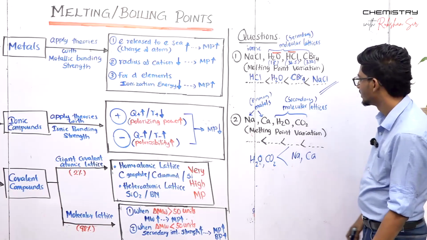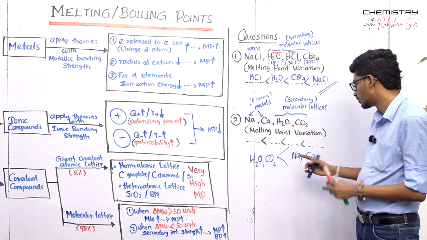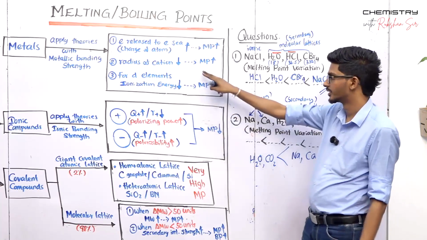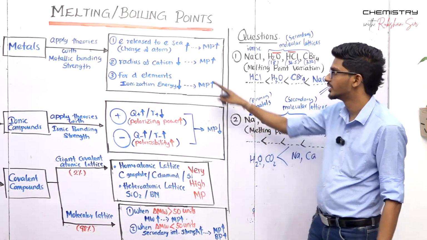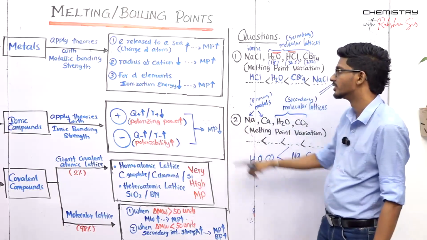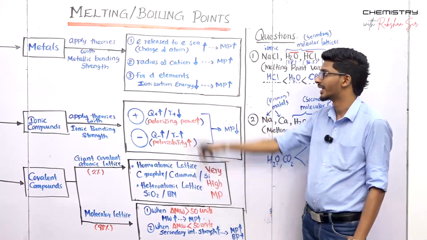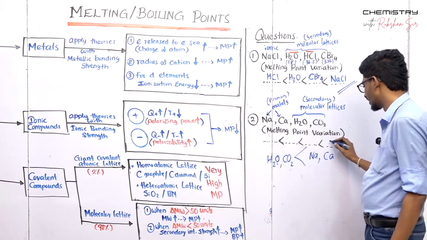Then what can we do? First, compare these two: sodium or calcium, which one wins? We have to apply these rules. With sodium, you are releasing only one electron to the electron sea, but with calcium, you are releasing two electrons to the electron sea. So calcium wins and sodium loses there.